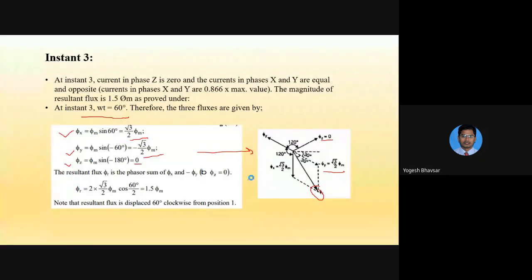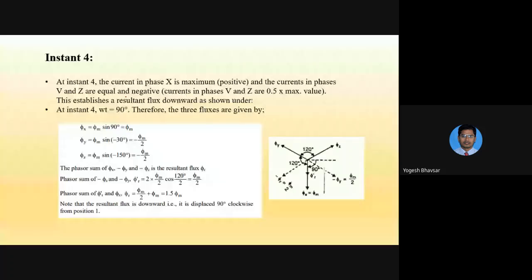Similarly, instant 4. Put up omega t is equal to 90 degree. So phi x becomes 1, sine 90 is 1, phi y is sine minus 30 is half, minus half, and sine minus 150 is minus, also minus half. So if you use it here, phi x is nothing but phi m, phi y is half phi m, so it will be minus phi y minus आणि phi z पण minus. मग resultant कुठे असेल? X axis वर असेल.